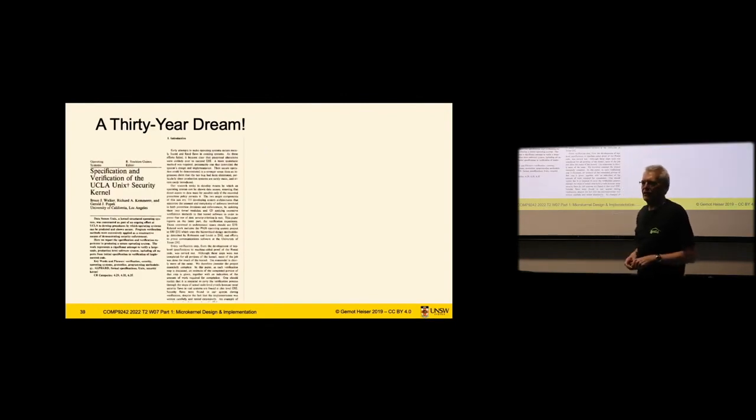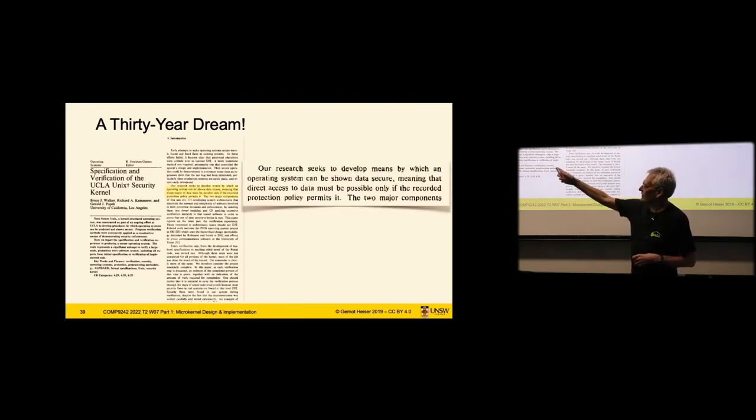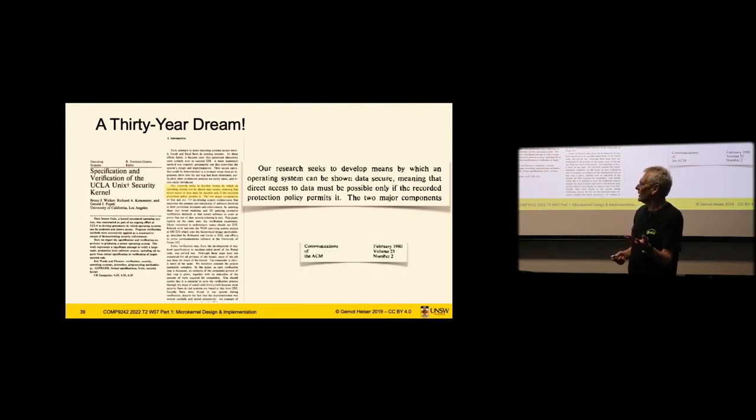And interestingly, we weren't the first ones to try to verify an operating system. This is a pretty famous paper, the so-called UCLA Unix security kernel, where they worked on verifying that one, and there are some famous names, in particular Popek. They explicitly say, our research seeks to develop means by which an operating system can be shown to be data secure, meaning that direct access to data must be possible only if the recorded protection policy permits it, blah, blah, blah. So basically security enforcement, right? Provable access control. And this was done in 1980.